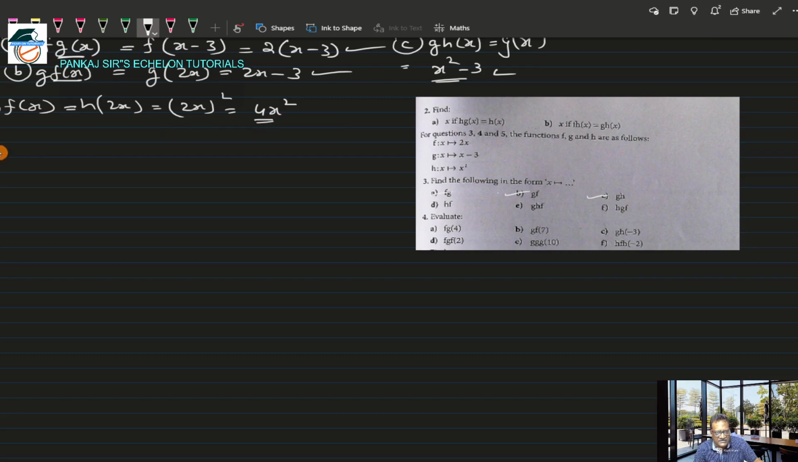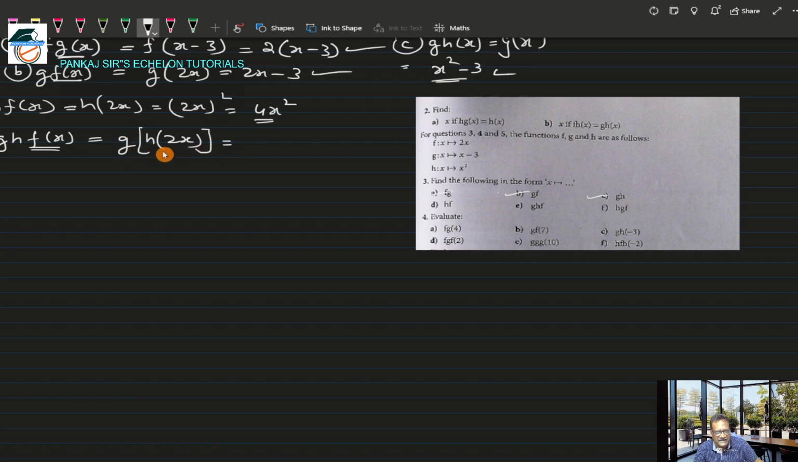That was D. E is GHF of X. Again, from inside out, I am going to work. F of X is 2x. Then you have an H behind it, and then you have a G.